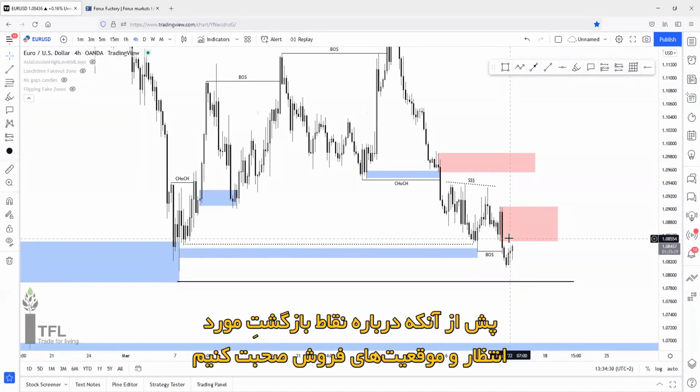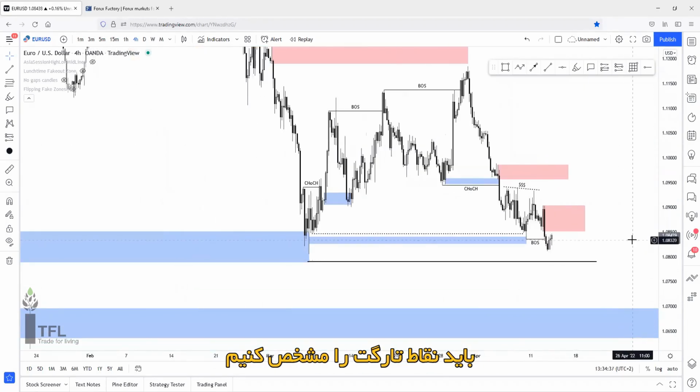Okay, before talking about the expected reversal points for the short opportunities, we just have to determine the target point.